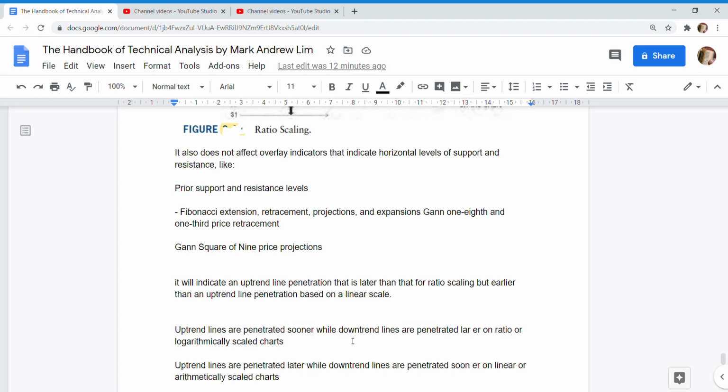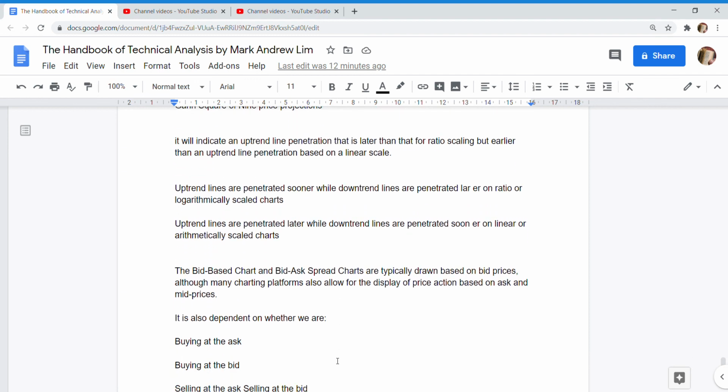Uptrend lines are penetrated sooner while downtrend lines are penetrated later on ratio or logarithmically scaled charts. Uptrend lines are penetrated later while downtrend lines are penetrated sooner on linear or arithmetically scaled charts.